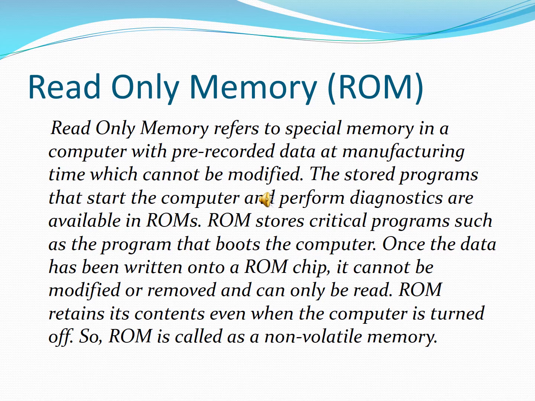In RAM, whatever we see and whatever work we do is stored temporarily. But in ROM, all the data is recorded at manufacturing. Okay, the difference between RAM and ROM: RAM stores data temporarily and is used as primary memory, but ROM stores data permanently, and here we are using secondary memory. That is the difference between RAM and ROM.